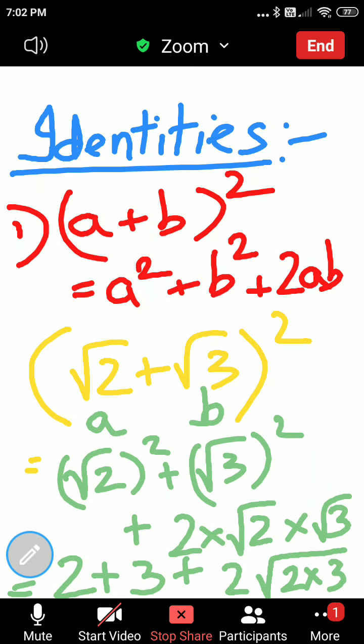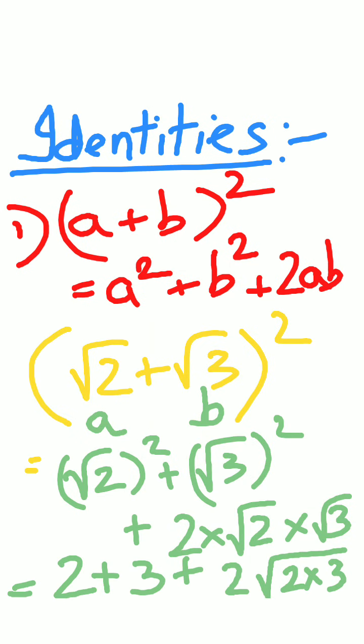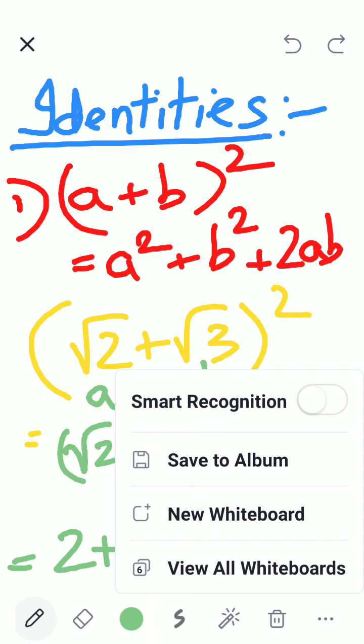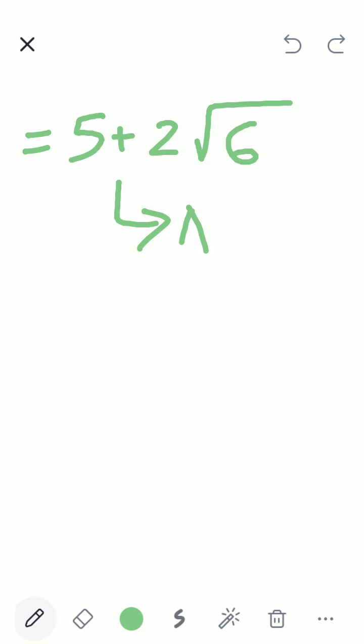Okay, then I got 2 plus 3. 2 plus 3 is how much? 2 plus 5. So I get 5 equal to 5 plus 2, and root 2 into 3 is how much? 6. And this is the answer.